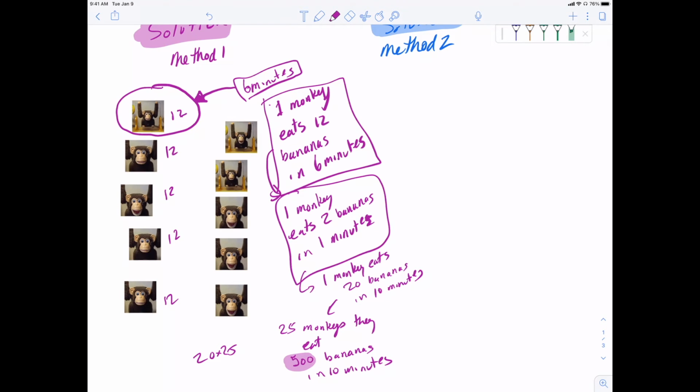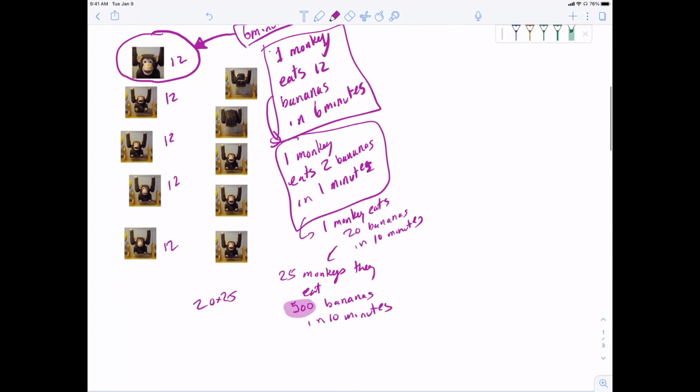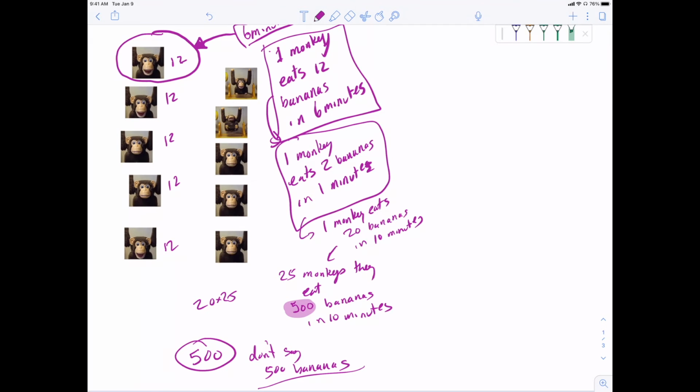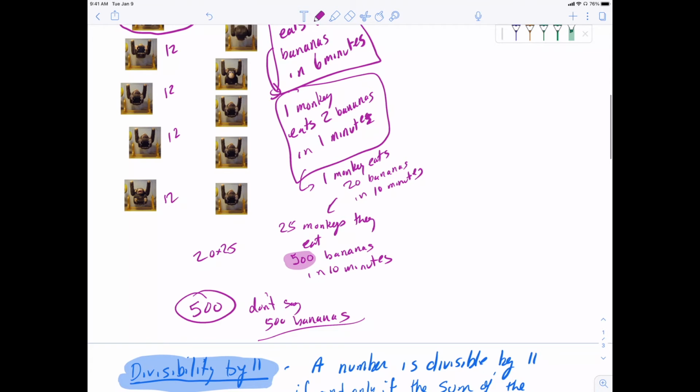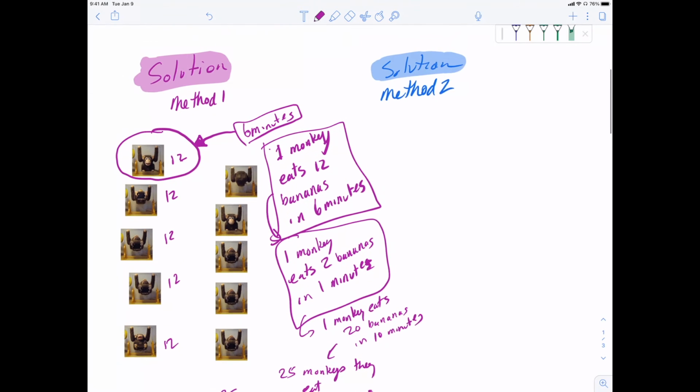Now notice, on the Math Olympiad, you don't have to say the answer is 500 bananas. Just say 500. Don't say 500 bananas, because on the Olympiad they don't ask you to label your answers. It's kind of weird, but that's just the way it goes. So that's 500. So now, method.